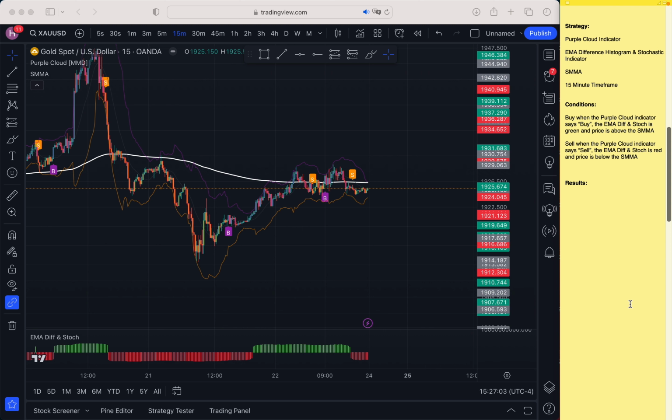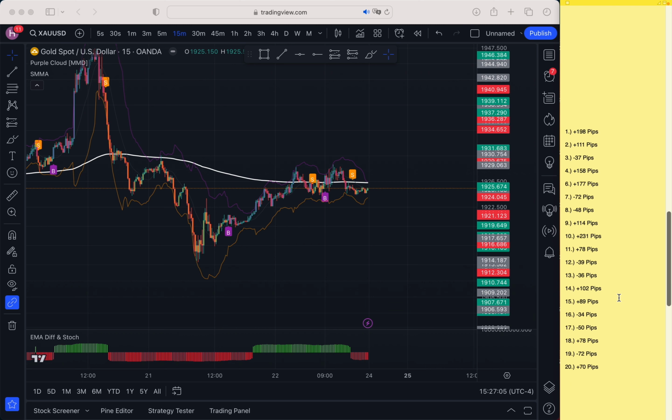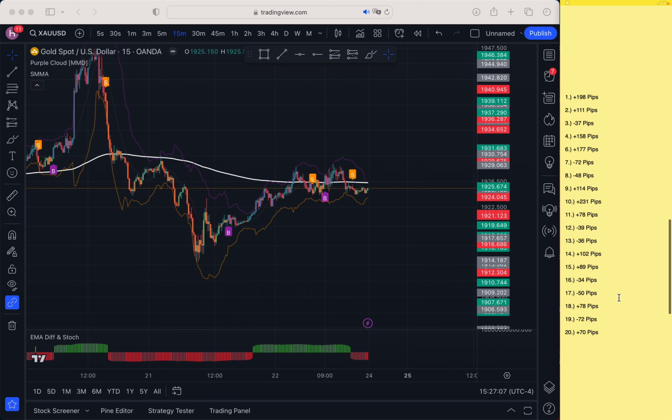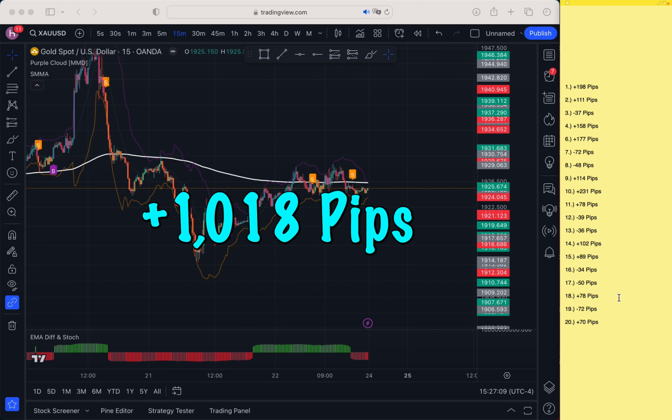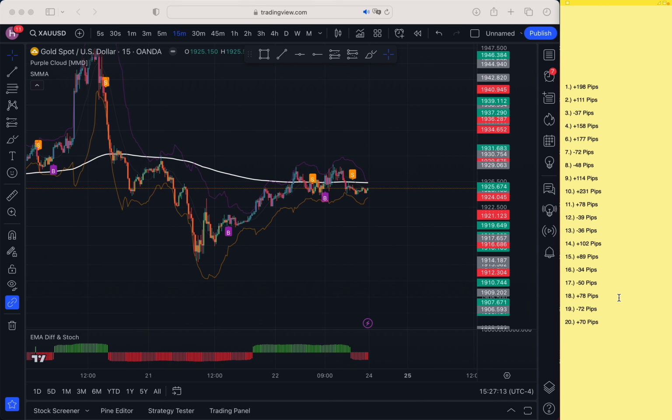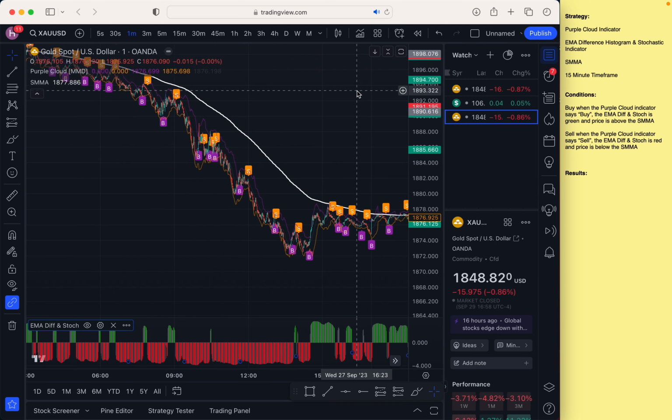We come down and we take a look at the results now. To make it easier, I've already calculated it all. It results in a 1,018 pip profit. Oh my God! Wow! And again, this risk to reward is amazing because it's 1 to 2. So all the losses that we had, even though it's got a win rate of 60%, is half the size of the wins.